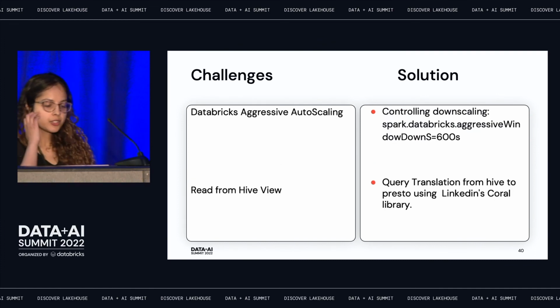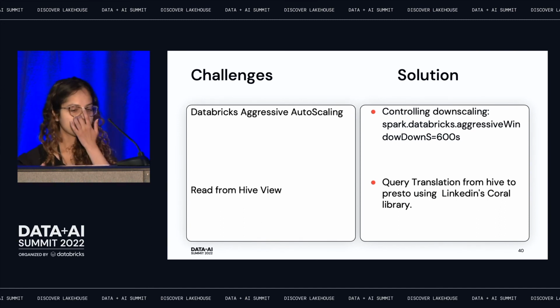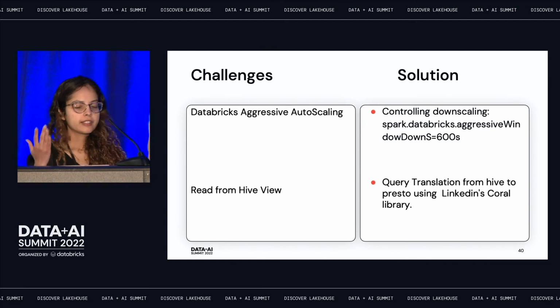So these are the last two set of challenges that we saw. The first one is if you are using Databricks and if you are leveraging Databricks autoscaling, by default it does aggressive autoscaling. That means that even if your executor nodes have shuffle files, it was still killing down the nodes, and we were seeing all kinds of errors.